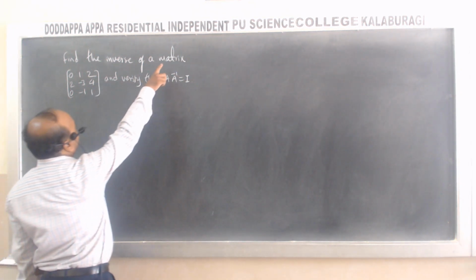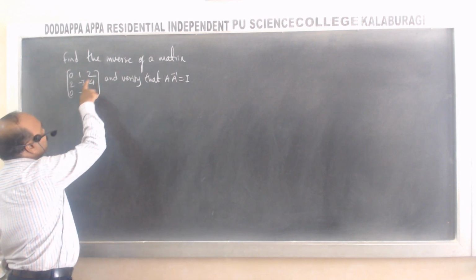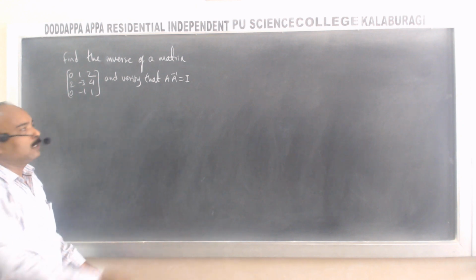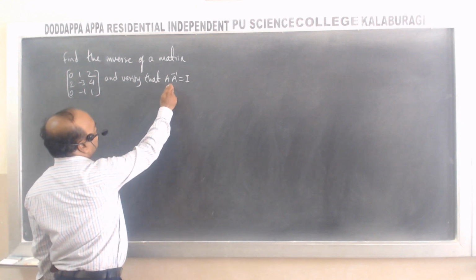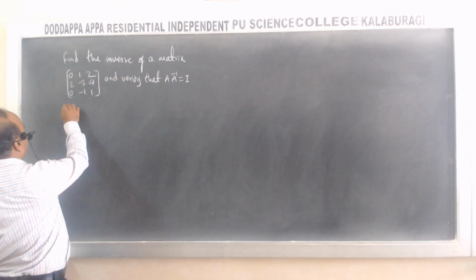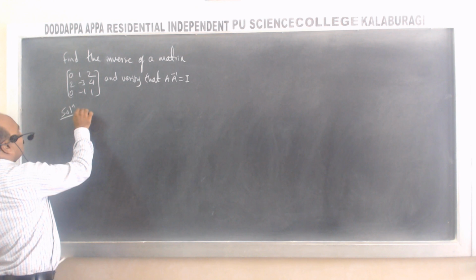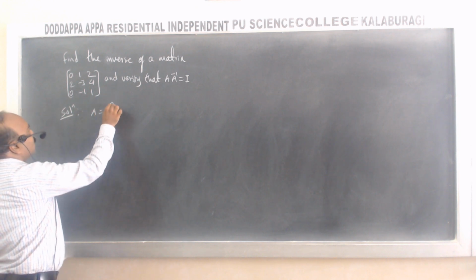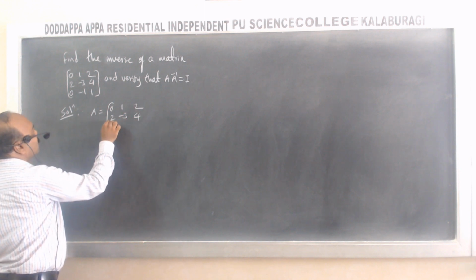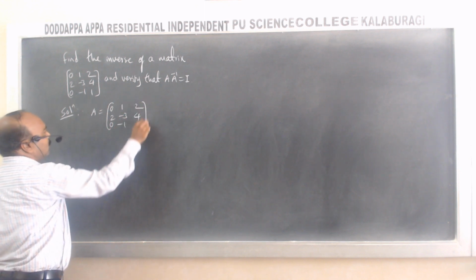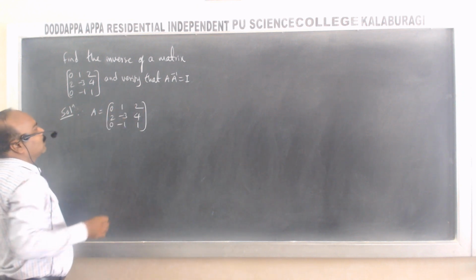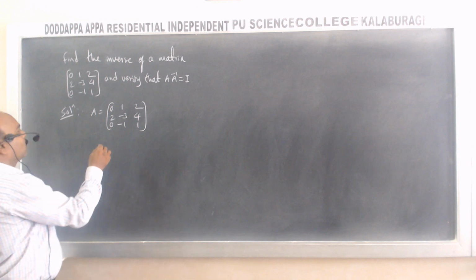Find the inverse of the matrix [0, 1, 2; 2, -3, 4; 0, -1, 1] and verify that A into A inverse equals I. Now we solve this example. First we consider A equal to [0, 1, 2; 2, -3, 4; 0, -1, 1]. It is a given square matrix. First we calculate all the cofactors.